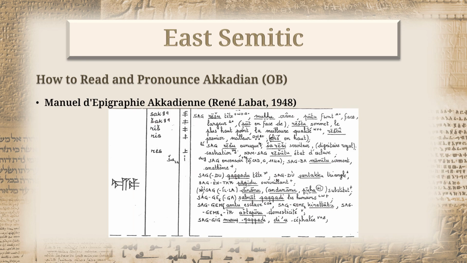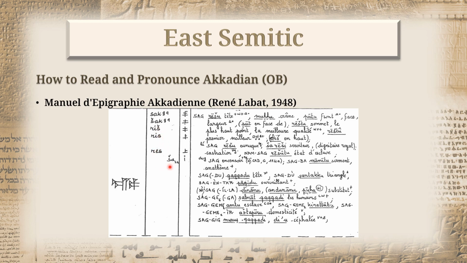And here you can also see the same sign from the same book, the Manuel d'Epigraphie Akkadienne. Here's the head sign again, and here are the explanations how to read it. So there's some phonetic values, so you can read it as sak. There's also a G and a Q, meaning sak can also be read sag and sak, but you can also read it shak, shag, shak, rish, ris, res, and sha.